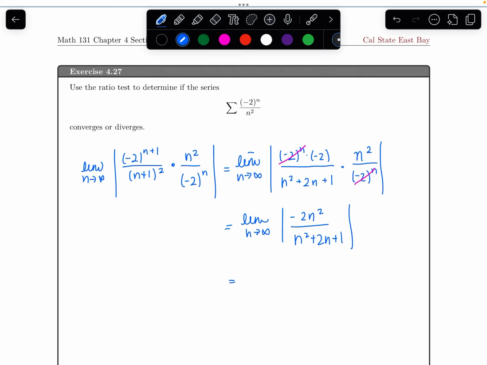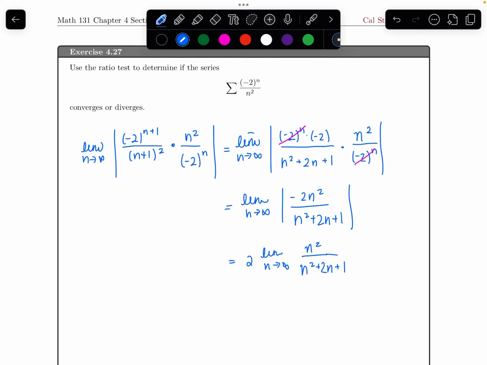And in this step, I'm going to get rid of my absolute value bars, right? The only negative value that we have here is this negative 2. Remember, with limits, we can pull constants out. We could do stuff like this. I'm getting rid of the negative value. I'm taking the absolute value of 2. I have 2 times the limit as n goes to infinity of n squared over n squared plus 2n plus 1.